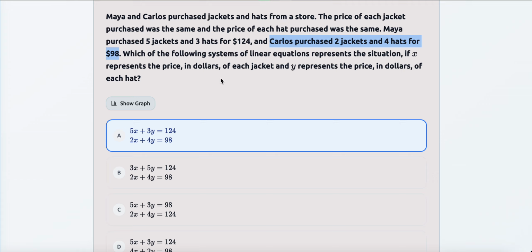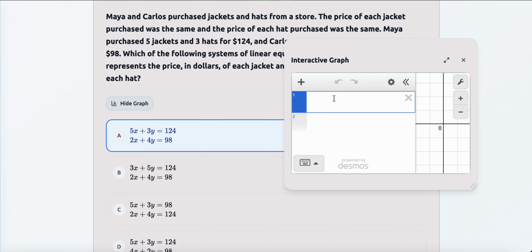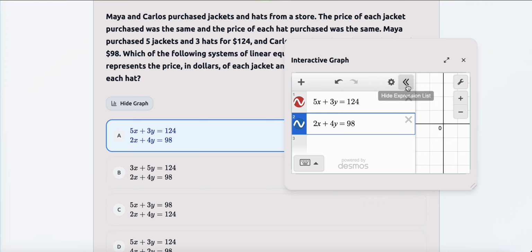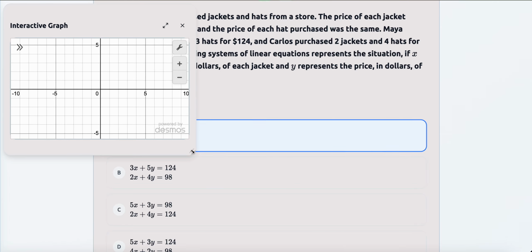If they were asking us for the price per jacket and the price per hat, then we could graph it and solve it. So let's say that we wanted to know the price per jacket and price per hat. Well, we can graph 5x plus 3y equals 124, and we can graph 2x plus 4y equals 98. This is going to give us the solution to the system of equations, and it's going to give us the price per hat and the price per jacket. So let's see if we can find that.